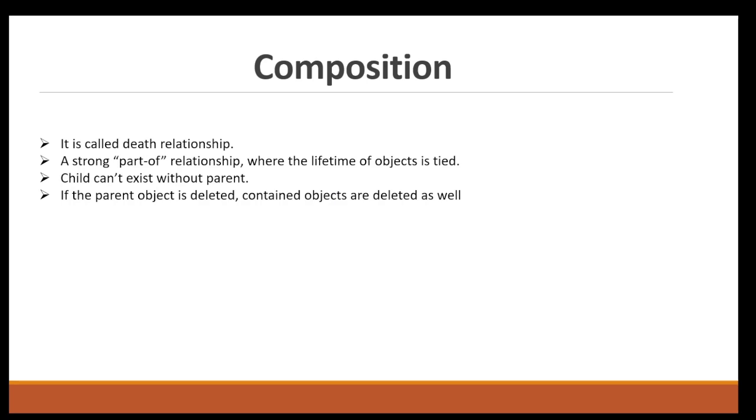Finally, we talk about composition. Actually, it is called a death relationship. Composition is a strong form of association, right? We often call it a part-of relationship. With composition, the lifetime of the contained object depends on the lifetime of the container object. If the container is destroyed, the contained objects are destroyed with it. So once the parent is deleted, the child objects will also be deleted.